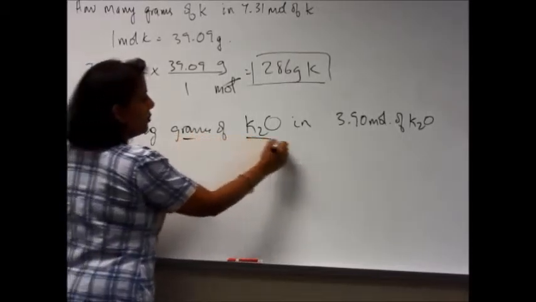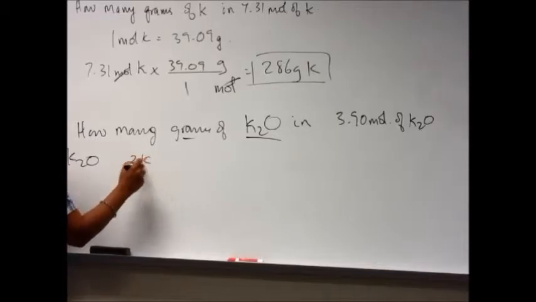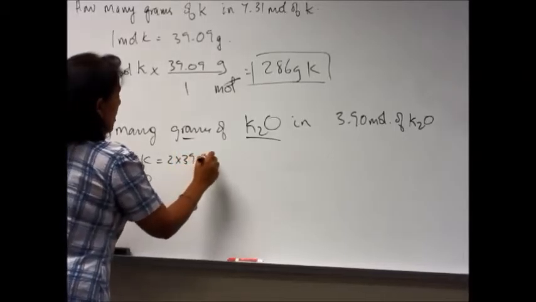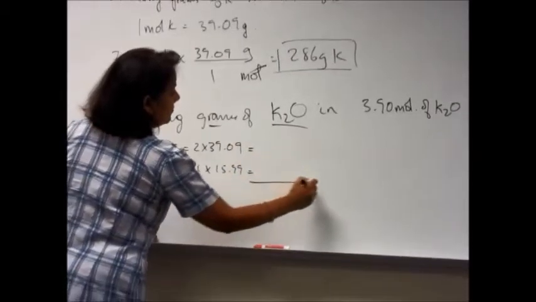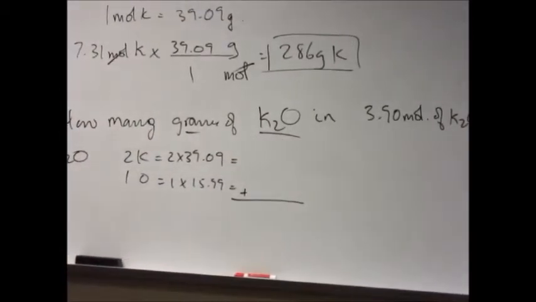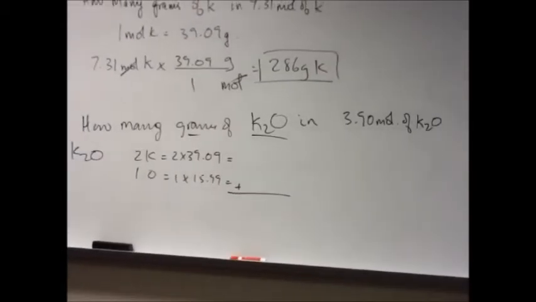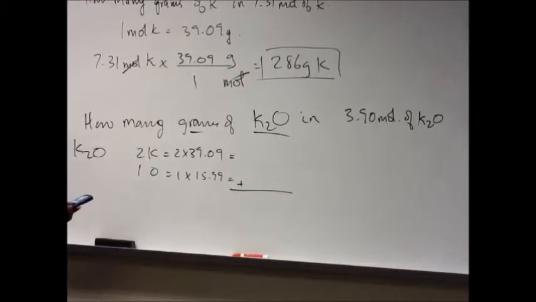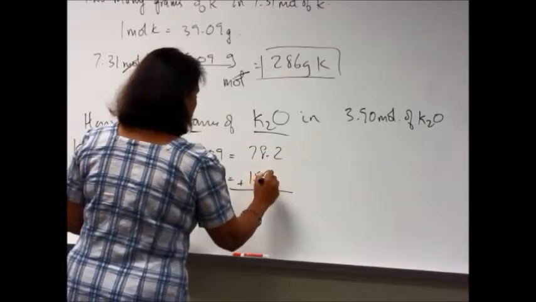So if you're calculating grams of potassium oxide in that many moles of potassium oxide, your first task is to take K2O and calculate the grams in it. So you have 2 potassium and 1 oxygen. So 2 times 39.09 and then 1 times 15.99. Find that, add this up. Now this one I have not done, so I'll have to work this one with you. So 39.1 times 2, 78.2, plus 15.99.